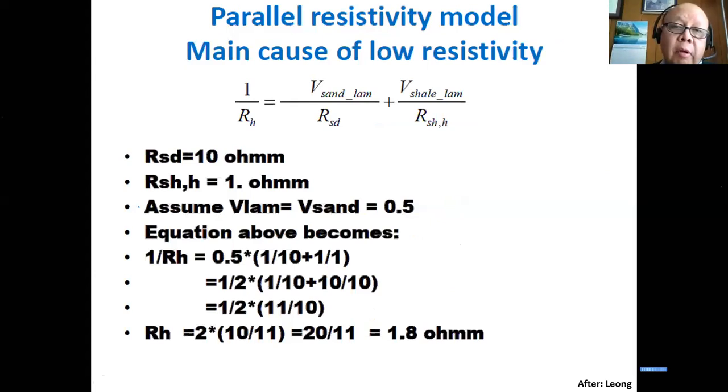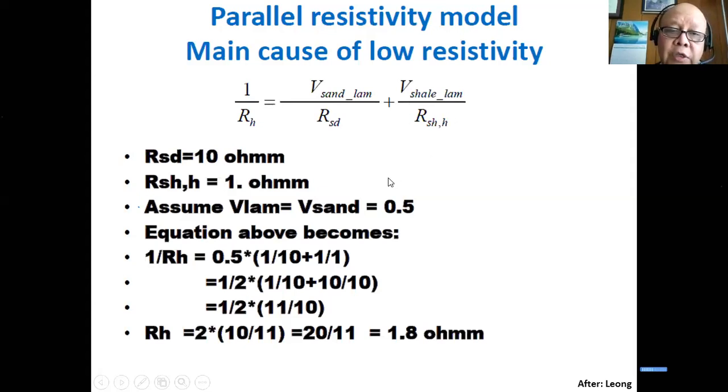So, the parallel resistivity model. When we are evaluating a laminated reservoir, we are going to use the parallel resistivity model. In this equation here, we have 1 over RH is equal to volume of sand laminar divided by resistivity of sand, plus volume of shale laminar divided by shale resistivity.